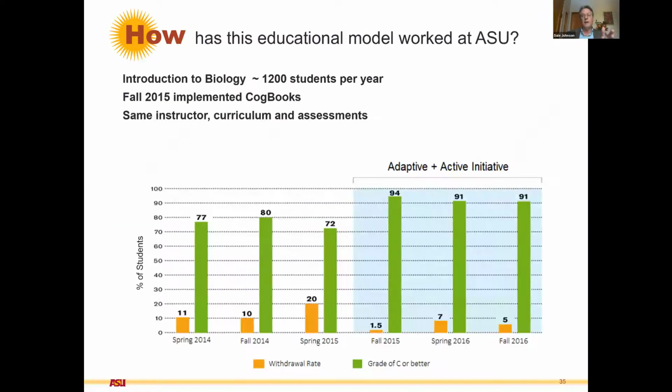And a good example is biology. This is an intro biology class at Arizona State, about 1,200 students a year. We used to have a really high withdrawal rate. You'll notice it was as high as 20% in spring of 2015. When we went into this new model, we found that dropped dramatically to less than 2%. So we started looking at why that might have happened.